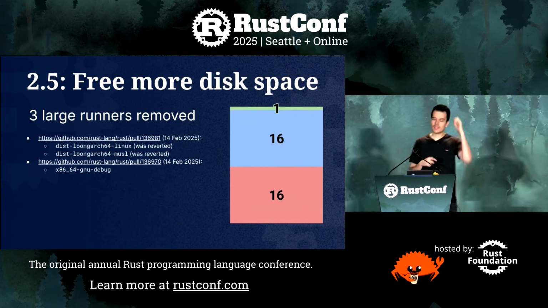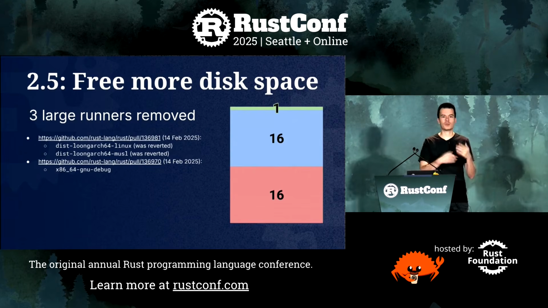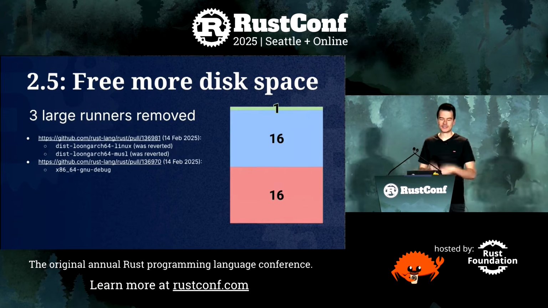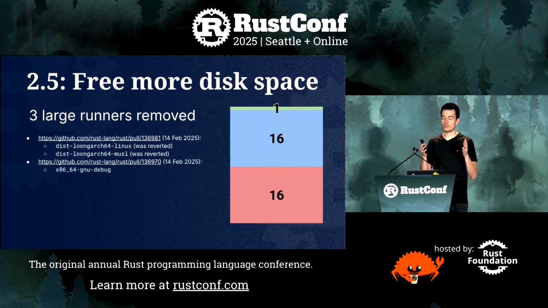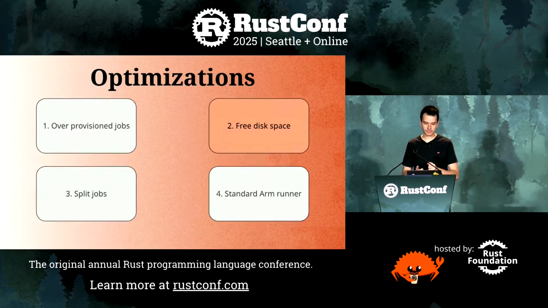large runners. So here I'm telling you like a linear history, but of course the Rust compiler is a moving target. People always add new tests, there is new stuff to download and so on. So sometimes we did a bit of back and forth between standard and large runners.